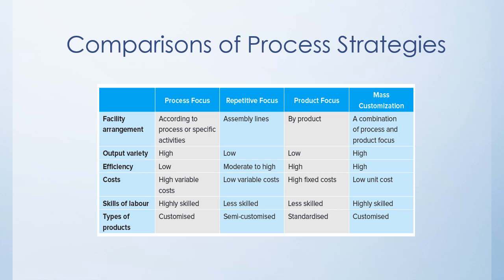Okay, these are the comparisons of each of the process strategies in terms of definition. Definition here is how facilities are arranged, how outputs are in terms of output variety, whether high or low variety. In terms of the smoothness of the production process, we call it efficiency. In terms of cost, skill of labor, and types of products. So please try to memorize this table in order to differentiate each of the process strategies. So this is the end of the first part of this chapter. Then we move on to the next part, that is layout, facility layout.